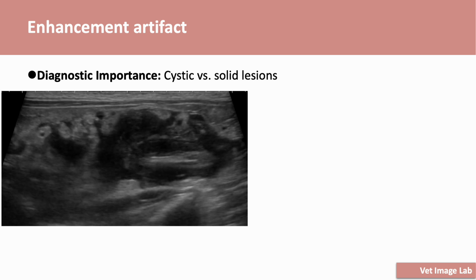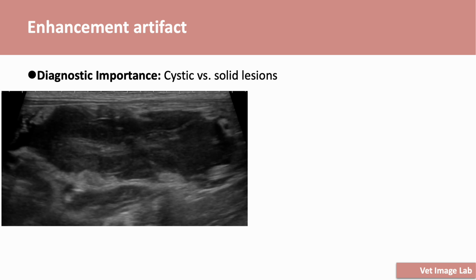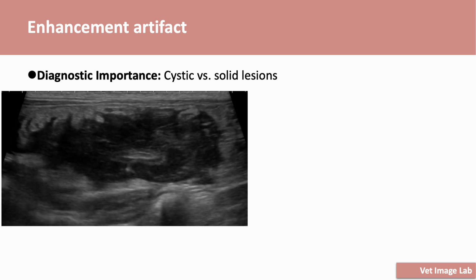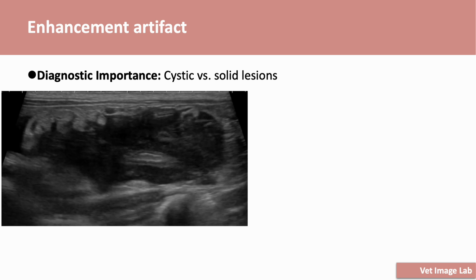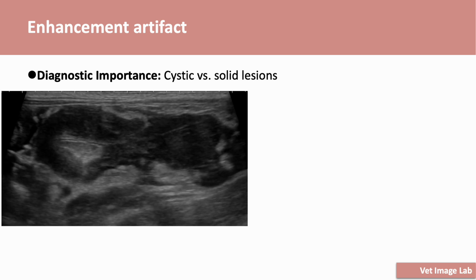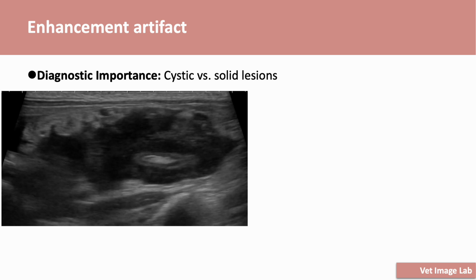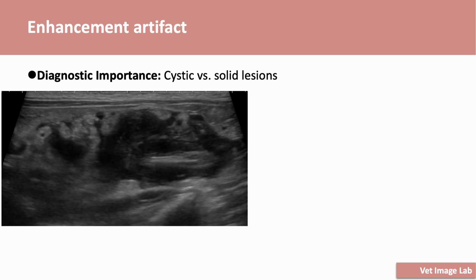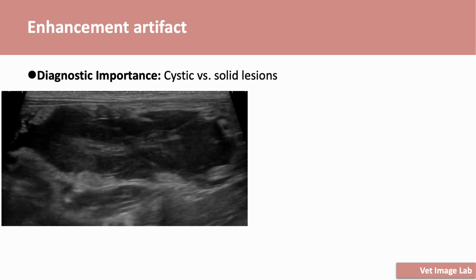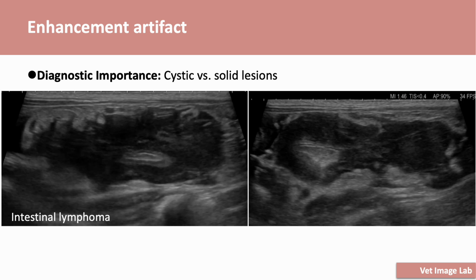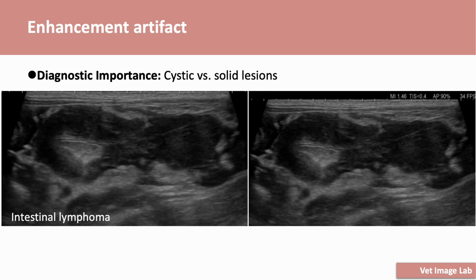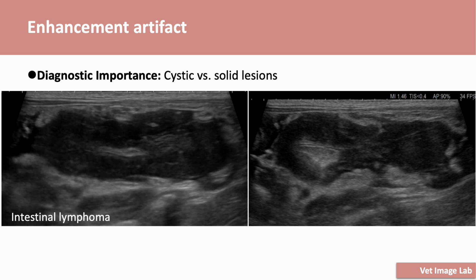Here's another example that illustrates the diagnostic use of the Enhancement Artifact. In this ultrasound image, we see a dark structure within the mid-abdomen. Notably, there is no increased brightness behind this structure. The absence of posterior enhancement here confirms that the lesion is not a cyst. This is a thickened bowel wall, a common presentation of lymphoma.